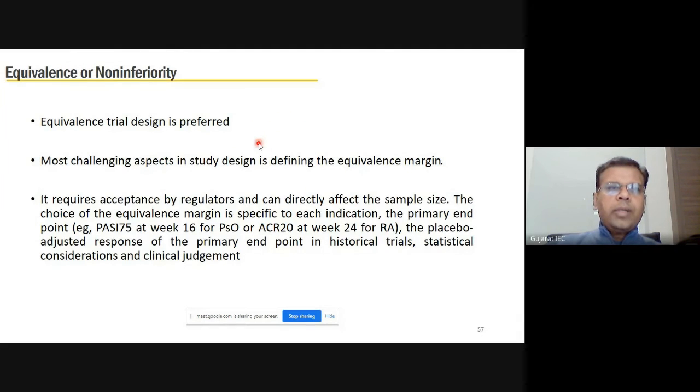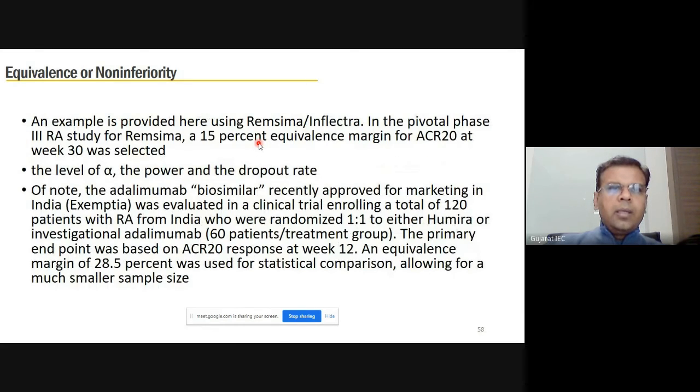When it comes to equivalence, this is the most challenging aspect in study design, where you want to prove that A is equal to B, where you need probably stringent criteria to prove that. An example here is Remsima and Flixabi. They did a study with a 15% equivalence margin. This is the margin which was considered, and the study was a 30-week study. These are the statistical parameters which were considered.